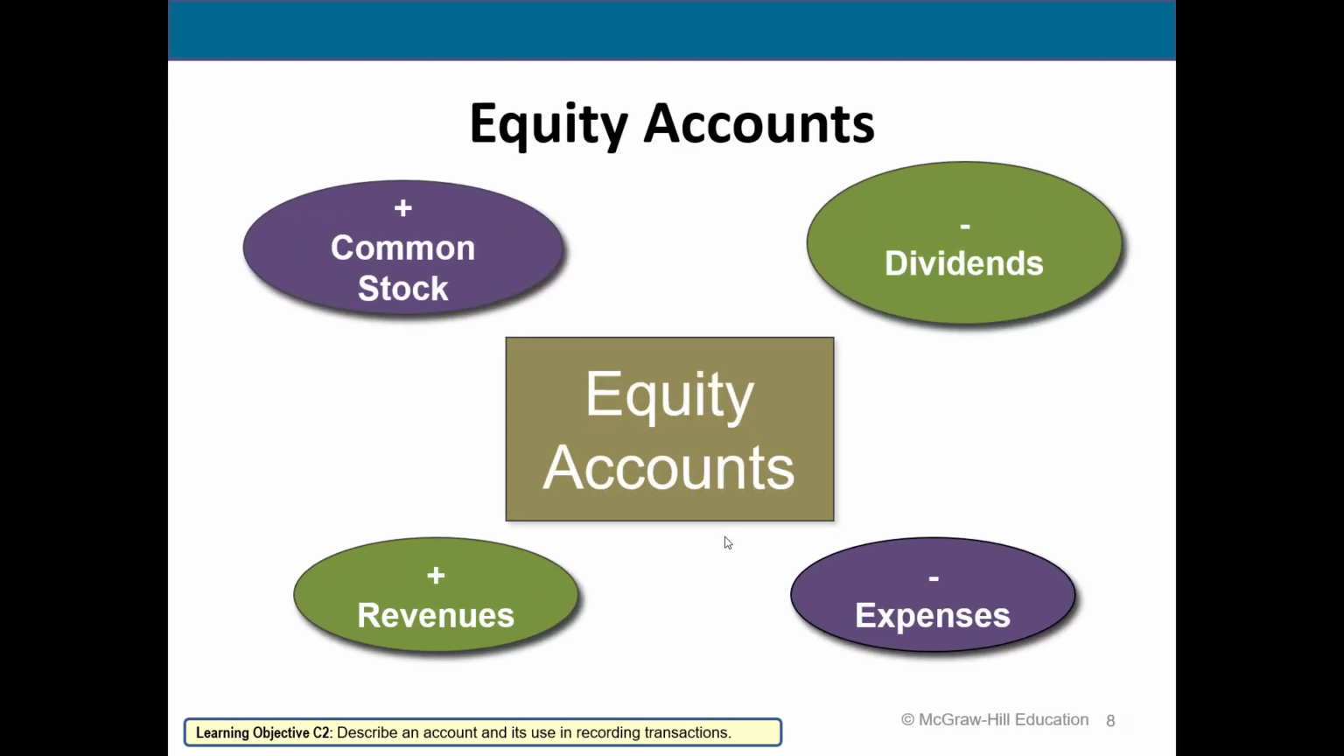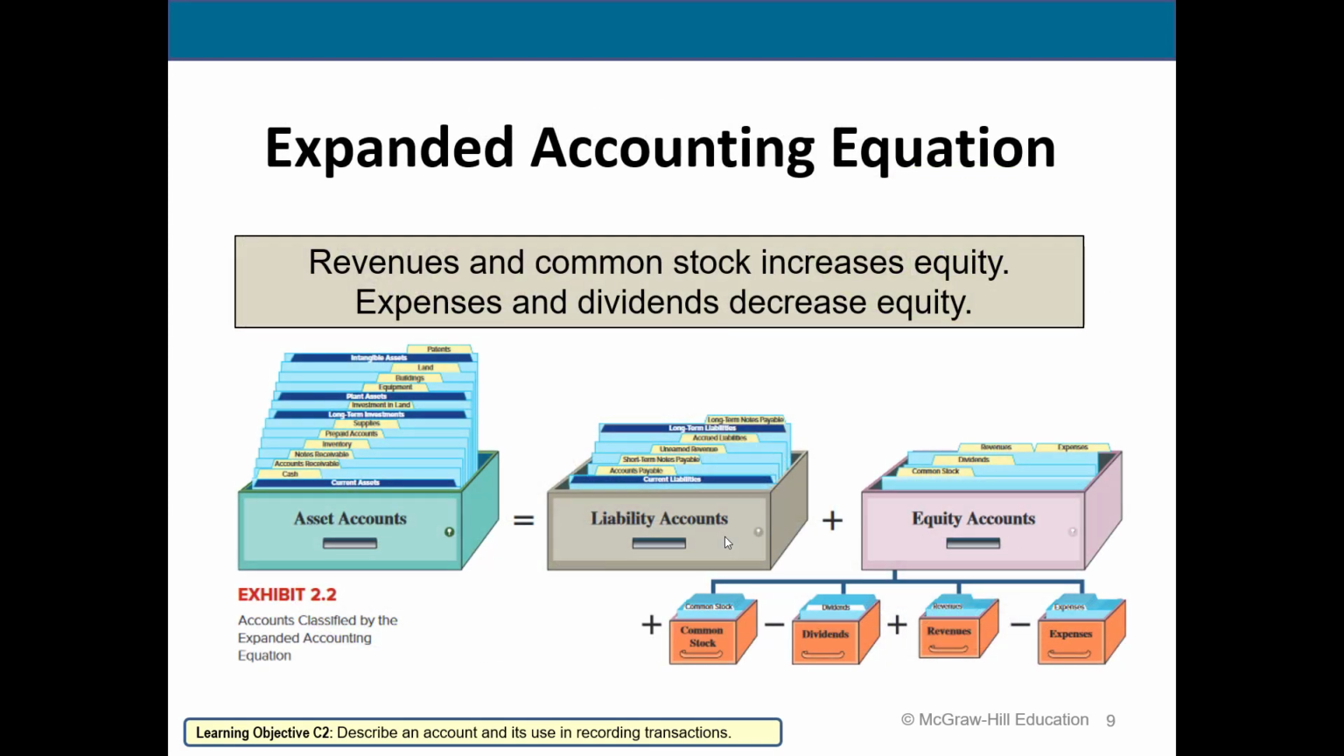These are equity accounts. Common stock and revenues increase our equity. Dividends and expenses decrease equity. So here's the expanded accounting equation. Assets equals liabilities plus equity. Equity is composed of common stock, dividends, revenues, and expenses.